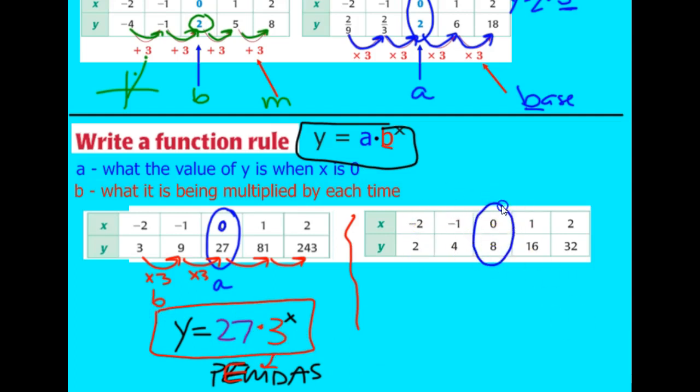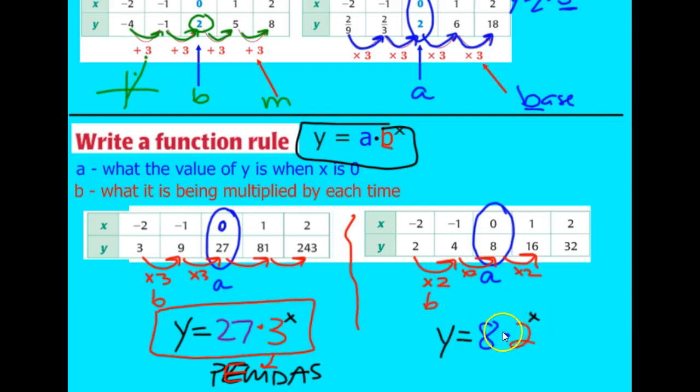A is when x is 0. Right here, a is going to be 8. And then b is what we're multiplying each time. So from 2 to 4, well, you just multiply by 2. 4 times 2 again. 8 times 2, yes, it works. So this is b. So our equation is going to be y equals, and then a is 8, times b, which is 2 to the power of x.